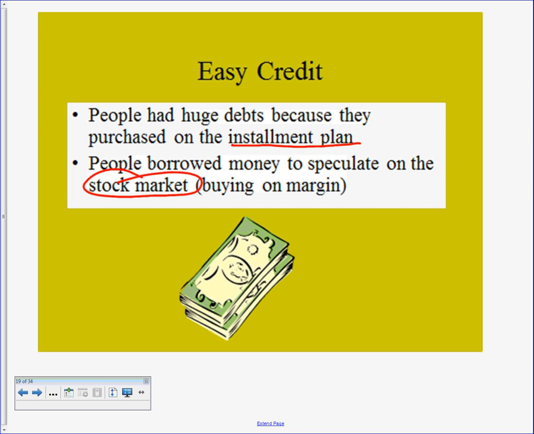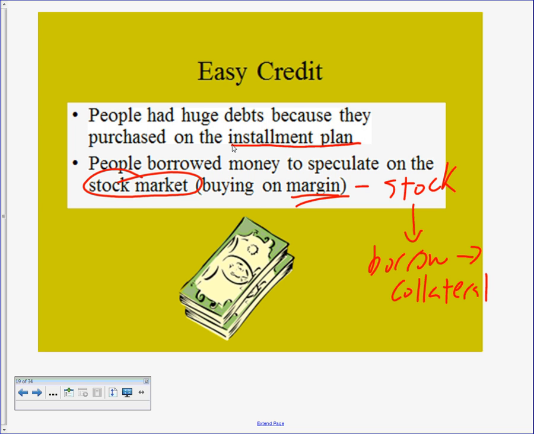Remember, when you speculate, you're buying something in the hopes that it will go up in value. So what people did was something called buying on margin. This probably needs more time to be explained, but essentially when you buy something on margin, you buy stock from a stockbroker. Now you don't have the money to do that, so you have to borrow the money. When you borrow, you have to promise collateral in the event you don't pay it back. When you buy on margin, the collateral for your loan is the stock itself. So you buy $10,000 worth of stock, but your only collateral is $10,000 worth of stock.